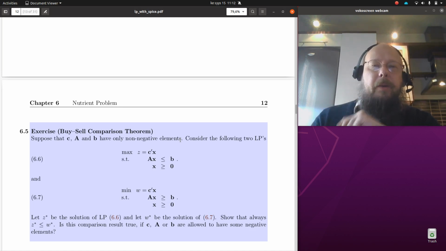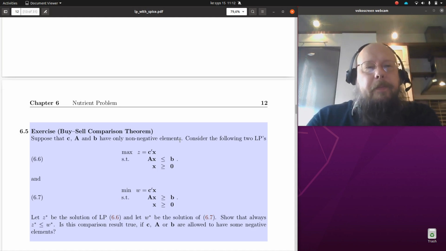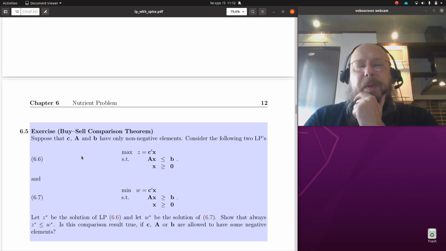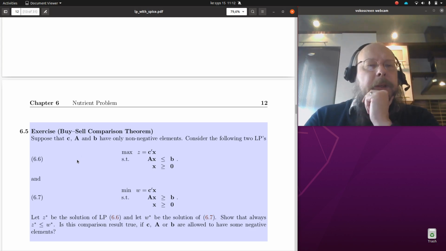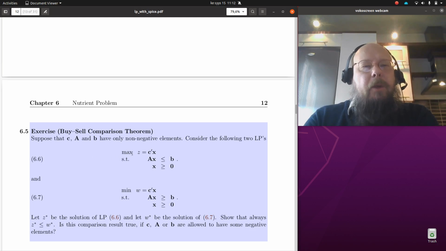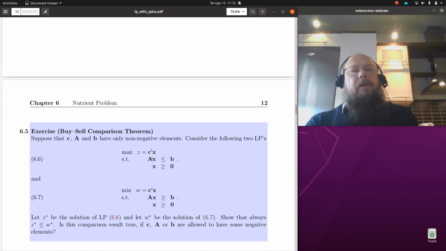And what did we do? We considered two LPs. So this 6.6, this was the selling part, or the seller's side. So this was the Muad'Dib bakery. You want to maximize c transpose x.